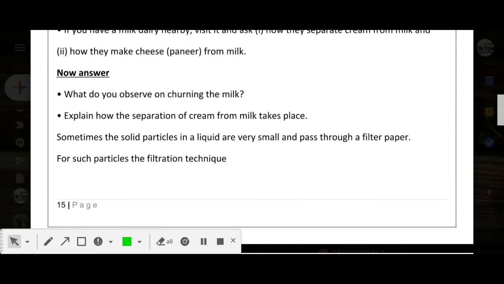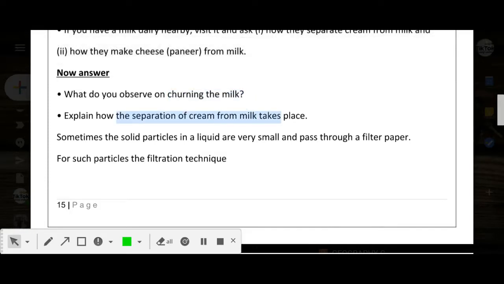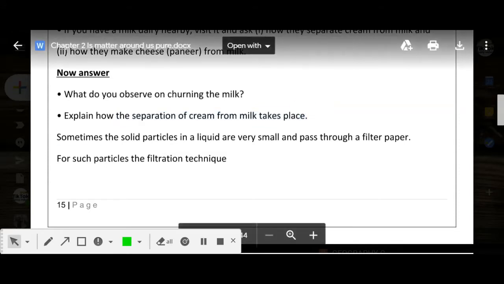Next is, now answer, what do you observe on churning? You can churn the milk at your home. Explain how the separation of cream from milk takes place. So what will you observe in this case?